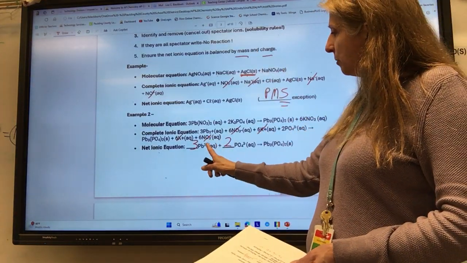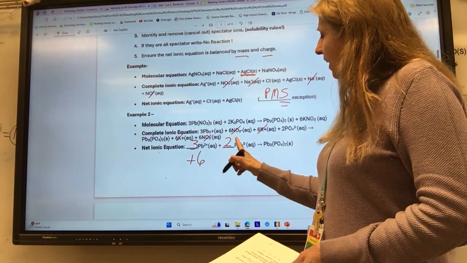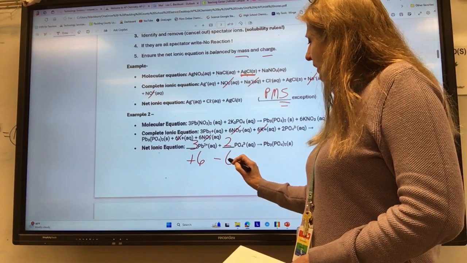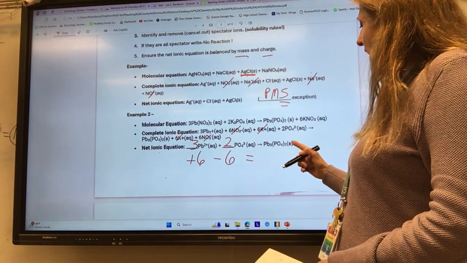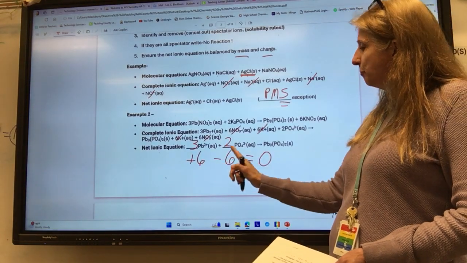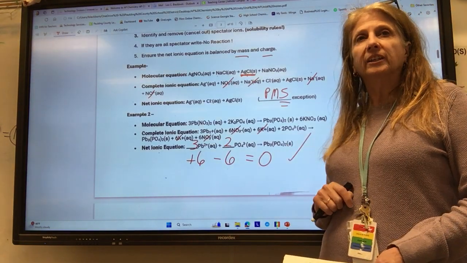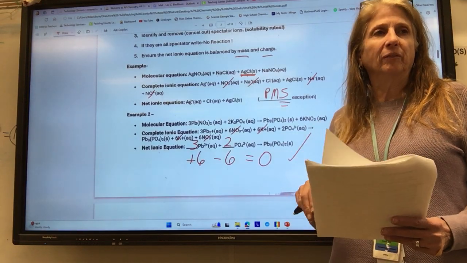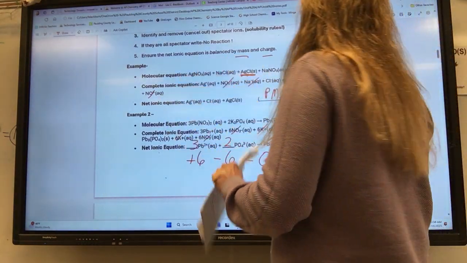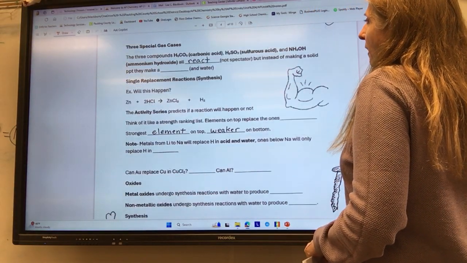So here I have plus 2 times 3 is plus 6, and here I have 2 times negative 3 is -6. And over here I have a neutral solid, which is 0. Is this true? Is 6 minus 6 0? Yes. So we are good to go. Okay, how do we feel about that? Can we do it? We're going to do some more. We'll practice.